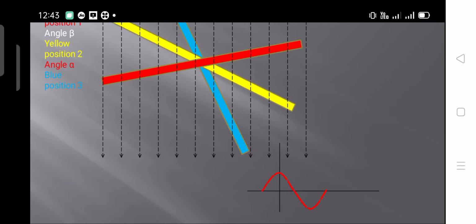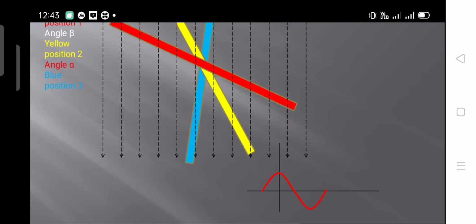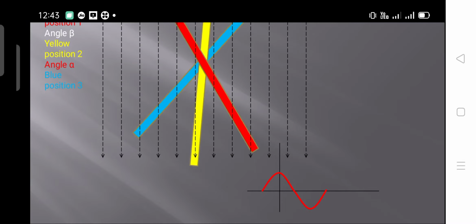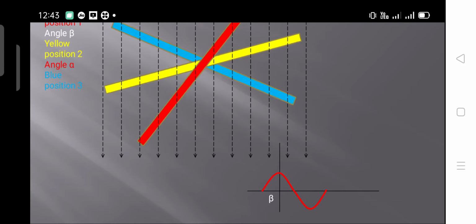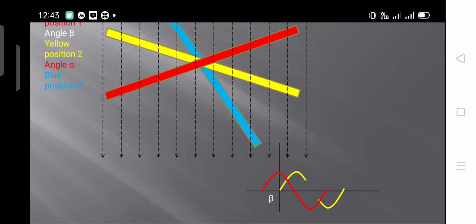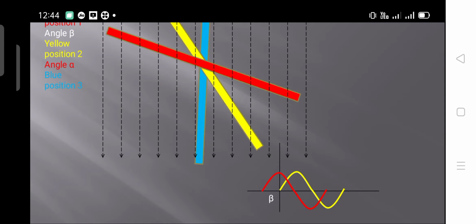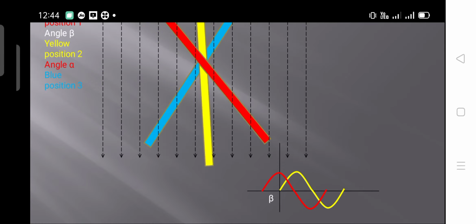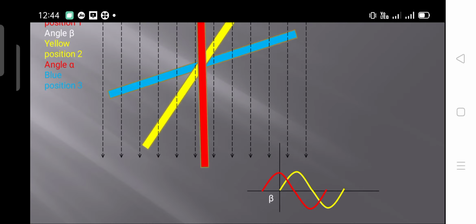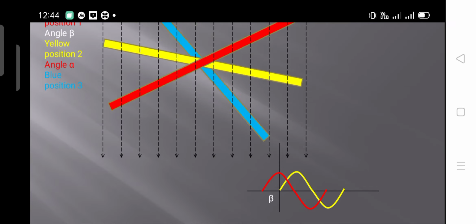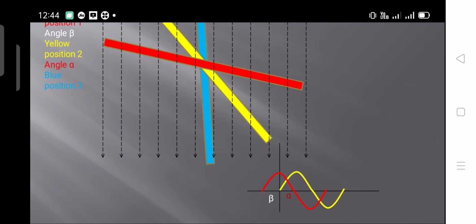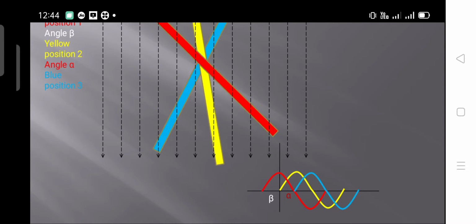Let me explain with the help of the waveforms. First, EMF will be induced in the red or the first coil. After a delay of beta, so beta is the time angle difference here between the red one and the yellow one, yellow is going to be generated, and again after a delay of alpha the blue waveform is going to be generated.